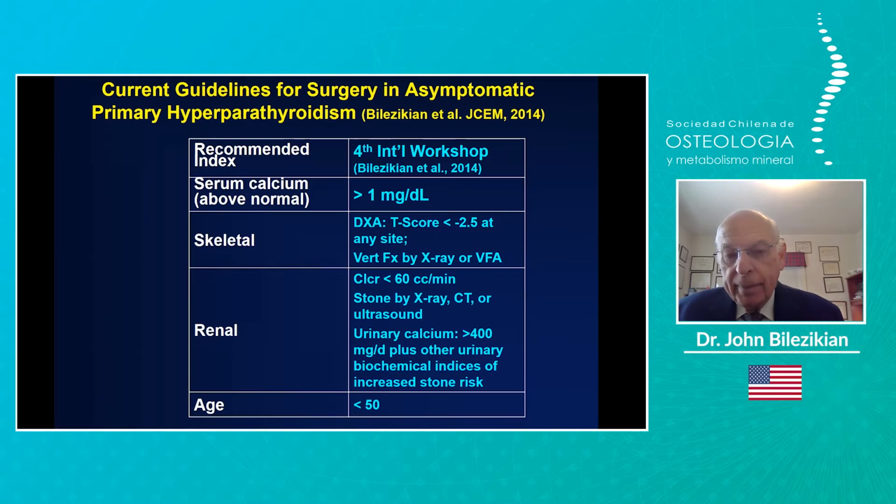The renal system also has guidelines, such as a reduction in the creatinine clearance to less than 60 cc's per minute, the visualization of a kidney stone by any of the imaging modalities you see here. In addition, patients who have marked hypercalciuria, namely greater than 400 milligrams per day, in addition to other urinary biochemical indices of increased stone risk, again, any of these would meet criteria for surgery.